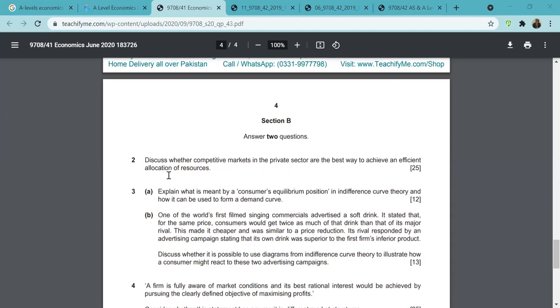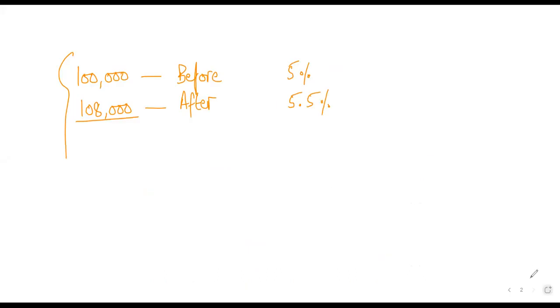Discuss whether competitive market and private sector are the best way to achieve an efficient allocation of resources. Now I would also want you to contribute with me in trying to solve the question. So the question is asking whether competitive markets in the private sector are the best way, or the most efficient way, to allocate resources.